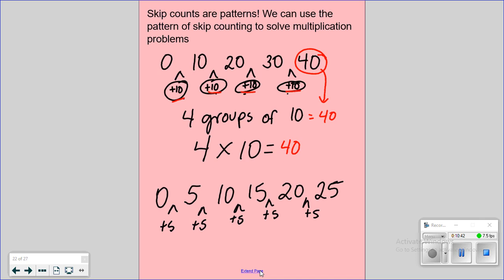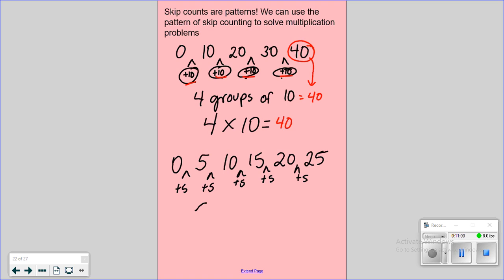How many groups of that same number do I have? Not a trick question. You just gotta count them. Lincoln, how many groups are there? 5, yeah. 5 groups of, Lincoln just counted all these. 1, 2, 3, 4, 5. There's 5 groups of, how many is inside each group? How many was each skip count worth? Harper? 5. 5 groups of 5.